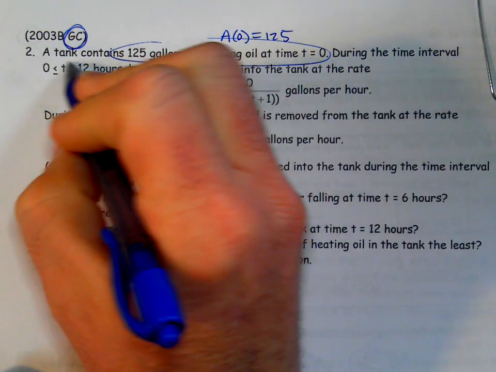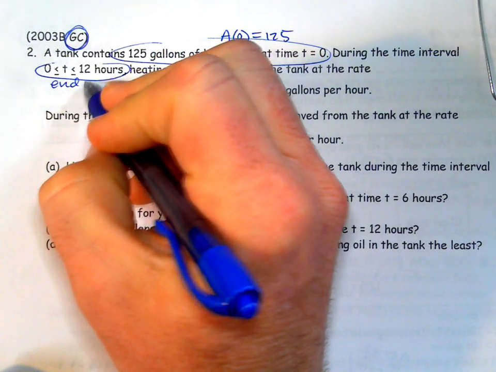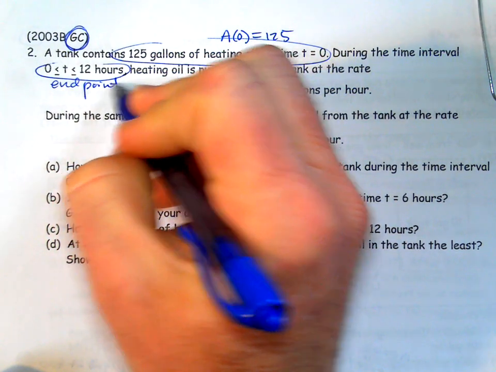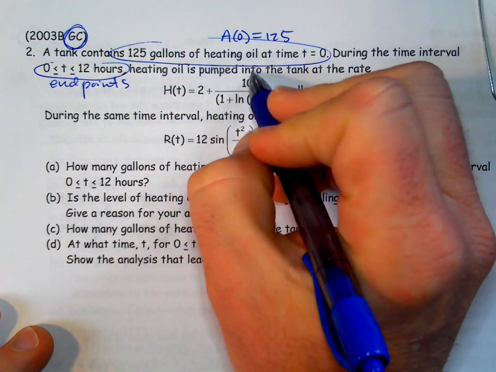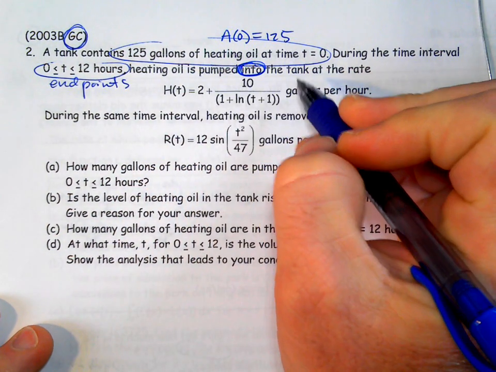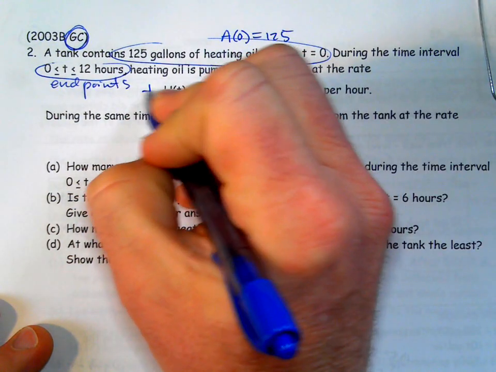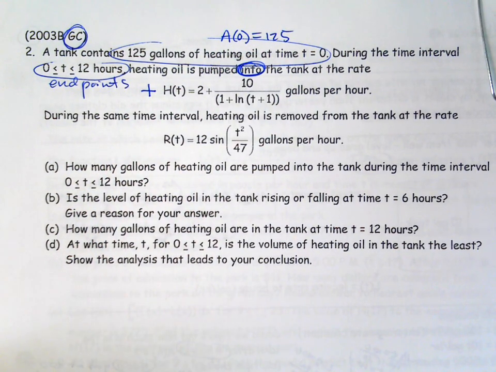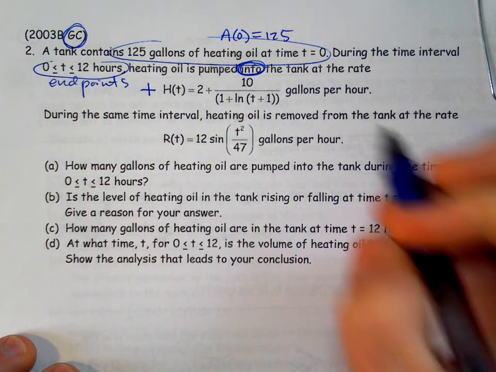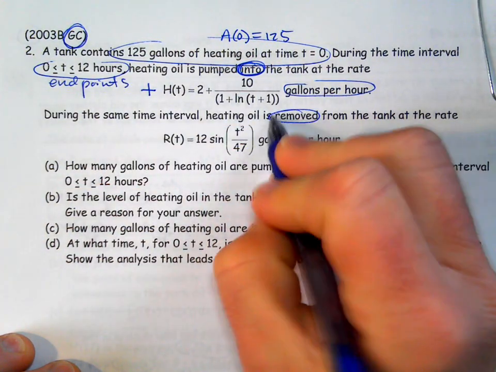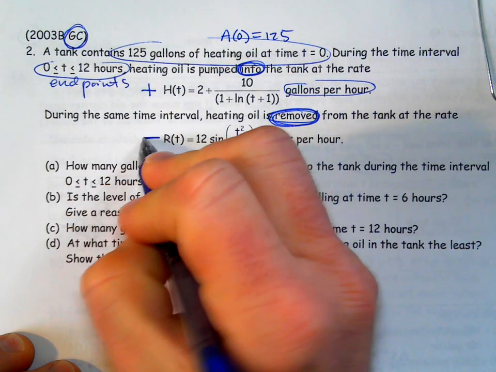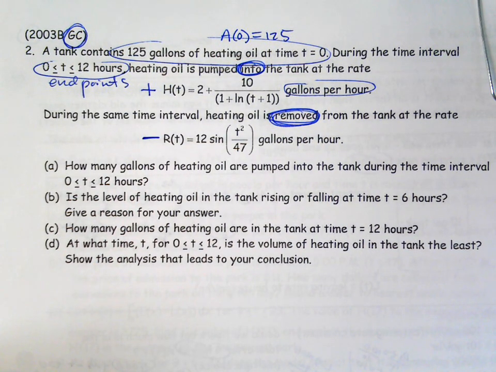It says during the time 0 to 12 hours, those are probably going to be our endpoints for something, and we shouldn't give answers outside of them. Heating oil is pumped into the tank. So this is your entering rate. So I put a plus next to it just to remind myself I need to add that. And this is gallons per hour. During the same time, heating oil is removed from the tank. So this is going to be the one that we're going to have to subtract. That's the outgoing rate. That's the leaving rate.